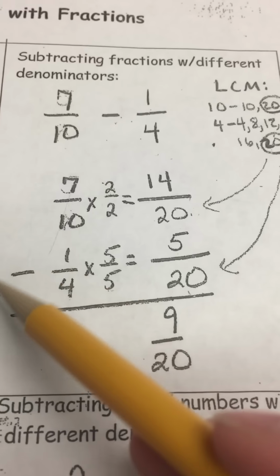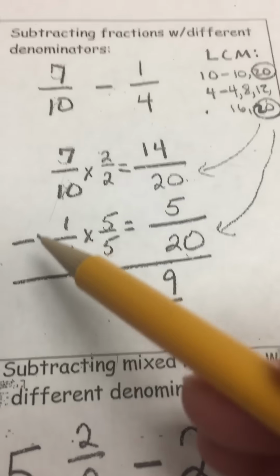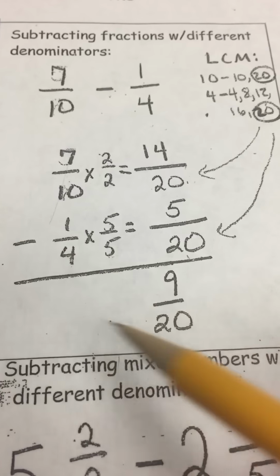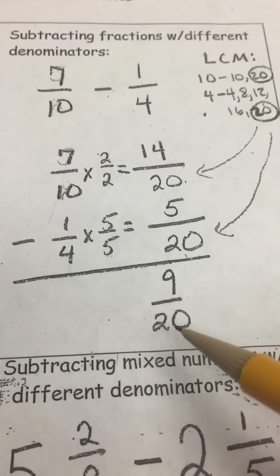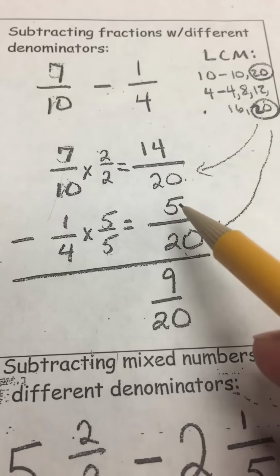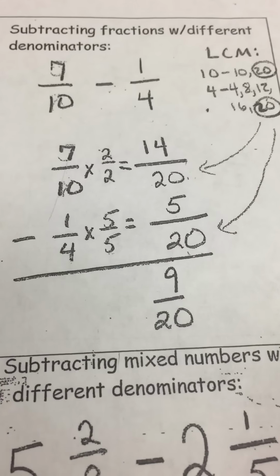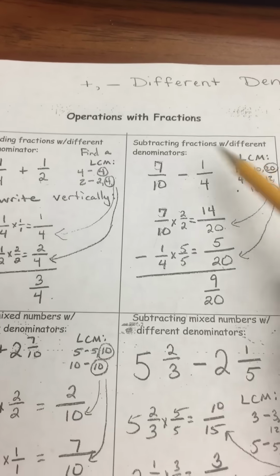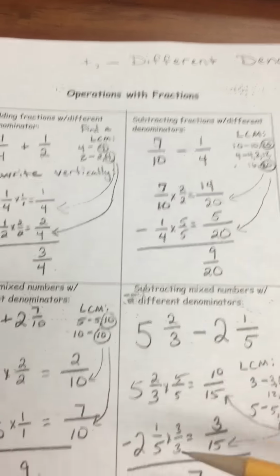Be careful when you get to the final step. Some students continue to add at the end, even though this one is a subtraction problem. So we have to subtract the numerators instead of add. But everything else is the same. We have to find a least common multiple and use it as a new common denominator.